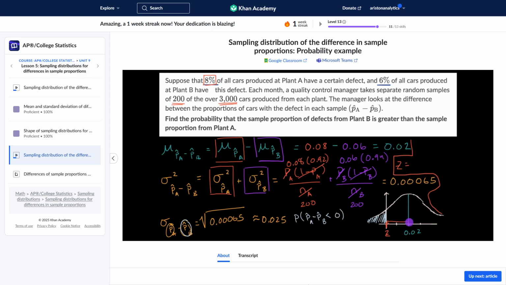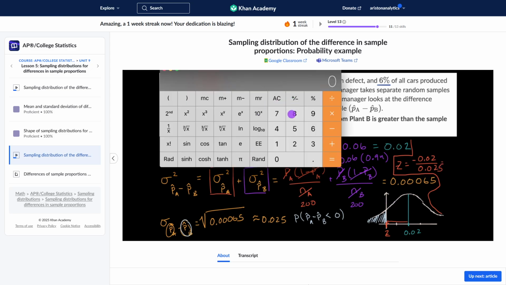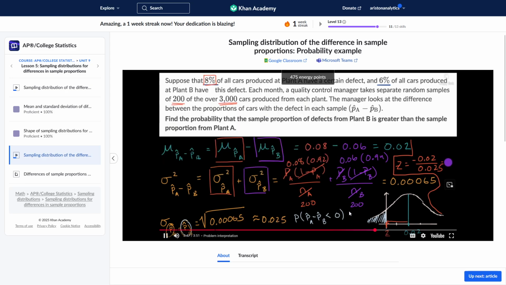Z is going to be equal to, we are negative 0.02 from the mean, or 0.02 to the left of the mean, so I'll just do negative 0.02, over the standard deviation, which is 0.025. Get a calculator here: 0.02 divided by 0.025, and we are of course to the left of the mean. So our z is approximately negative 0.8. I'm saying approximately because the standard deviation was approximate. It is negative 0.8. And then we just have to use a z lookup table.